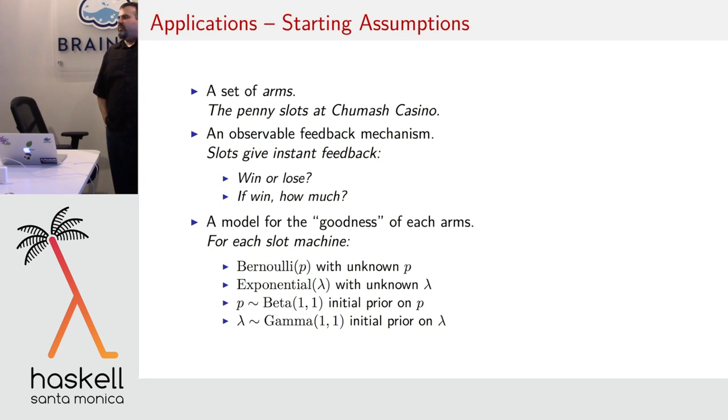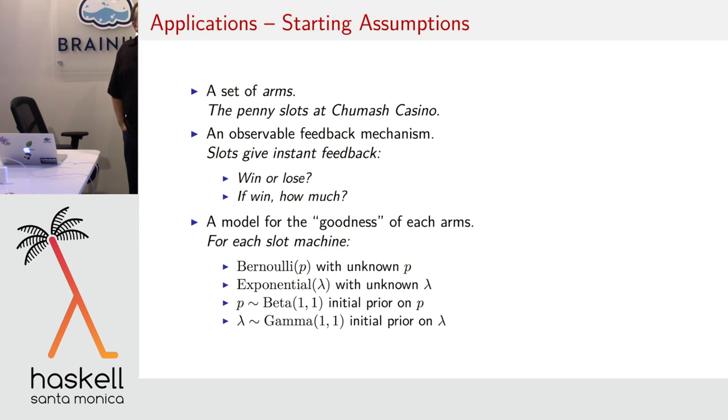Slot machine, instant feedback, so it's great for token examples like this. You either win or you lose. That sounds a lot like a Bernoulli distribution with an unknown parameter. If you win, how much do you win? Which is probably not best modeled by an exponential distribution, but we're going to use that because it's convenient.